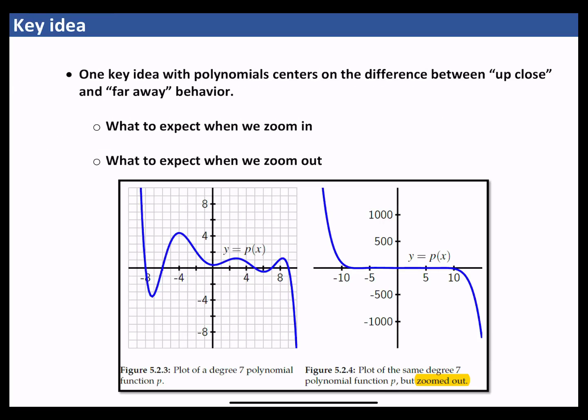Finally, one key idea with polynomials centers on the difference between up close and far away behavior. We'll see how the structure of these functions helps us understand what to expect when we zoom in near one of the locations where the function crosses the x-axis, and also what to expect when we zoom out to consider long-range behavior.